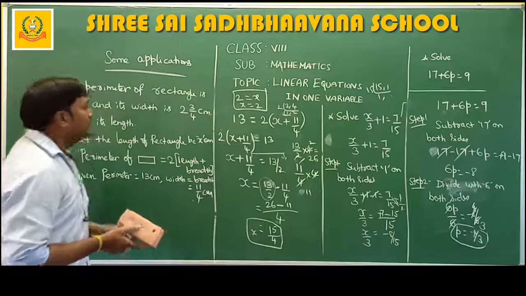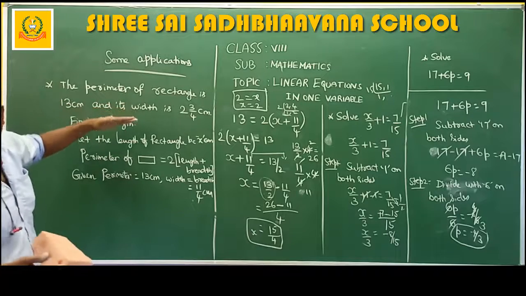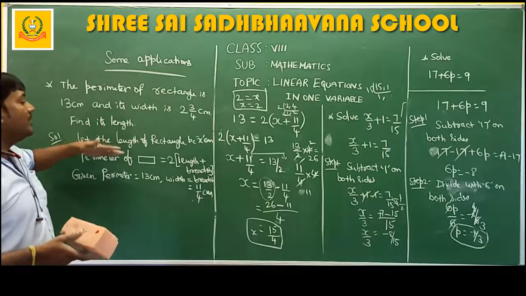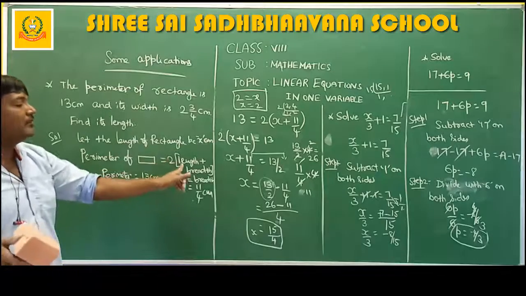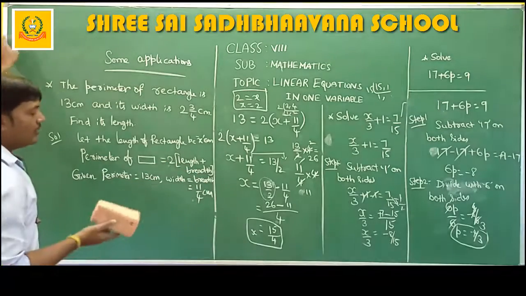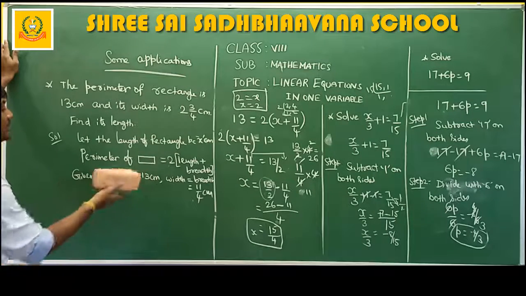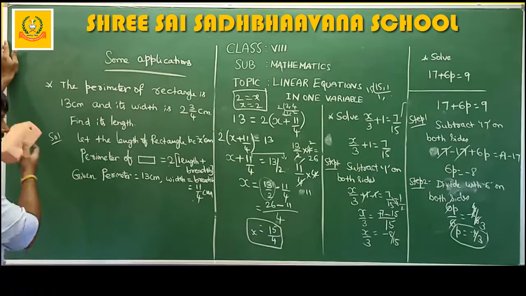So here what we did, we just assumed the length of the rectangle as x centimeters, which is unknown. Correct? And we know the perimeter of a rectangle formula: perimeter of rectangle is equal to 2 times length plus breadth, 2 into L plus B. We studied this in 6th and 7th standards. The perimeter given is 13 centimeters. It is given in the sum.